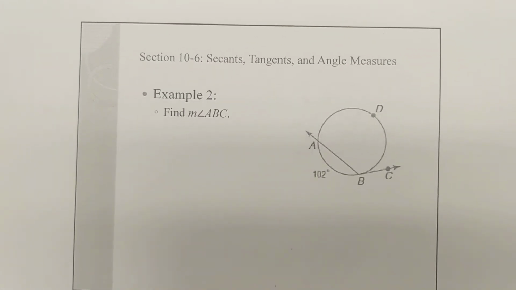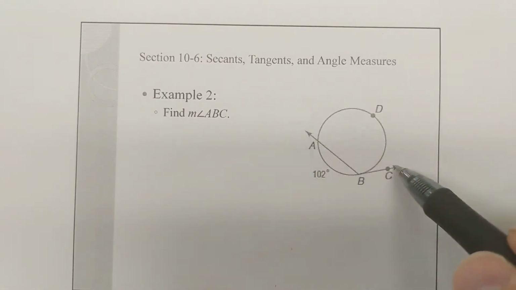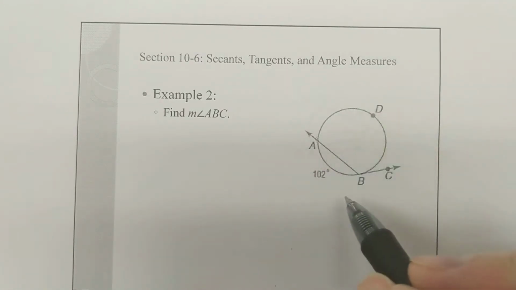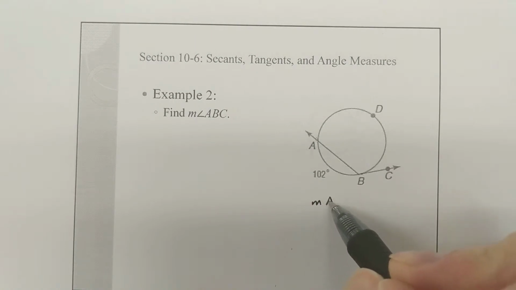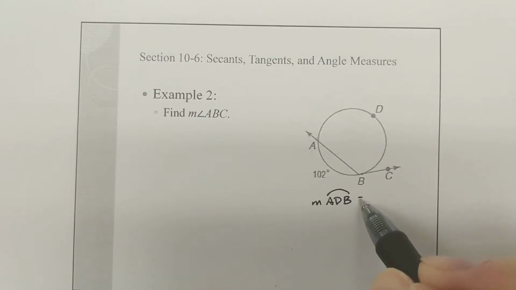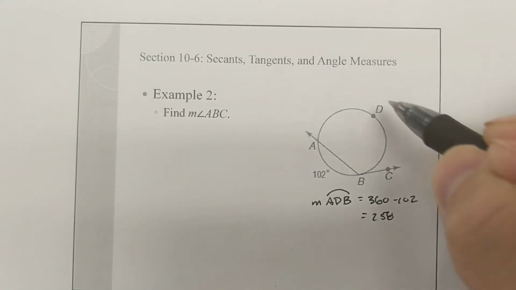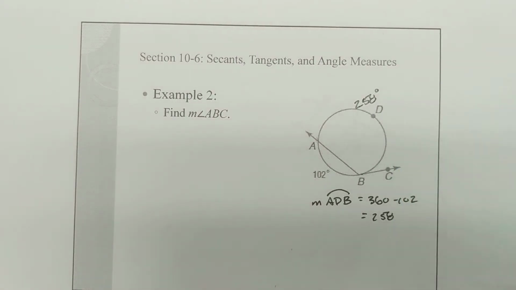So, example 2, find ABC. Before we can find angle ABC, we need to find the arc ADB. To do that, that's a full circle. The measure of arc ADB is going to be 360 minus 102, which is 258 degrees. Now, the measure of angle ABC is 1/2 the intercepted arc. So it is 1/2 of 258, which is 129 degrees.